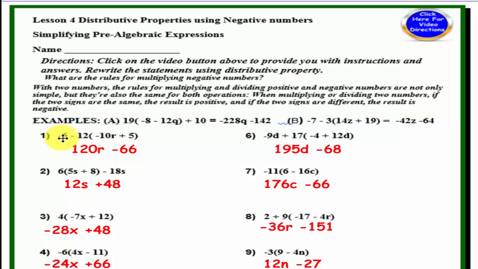And here we have negative 12 times positive 5 is negative 60, and you're going to add to it negative 6, so it's going to be negative 66. Okay, looking at number 2, again we have 12s plus 48. Again, same basic idea, right? You've got a positive 30s, minus 18s is going to give you 12s, and we have 6 times 8, okay, is 48.